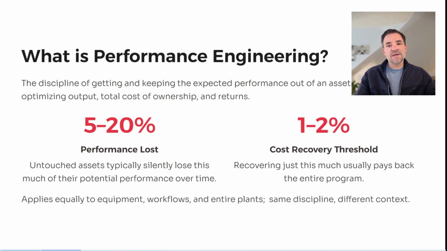And here is why it matters. An asset that's just left to run with no oversight will typically lose between 5 and 20% of its potential performance. Doesn't matter how well it was designed. And that 5 to 20% gap is what performance engineering closes. The economics are pretty simple. If you could recover just 1 or 2% of performance on a utility scale BESS, it usually pays back the entire performance engineering program. The tools, the resource, everything. We'll come back to the actual numbers near the end of the episode.